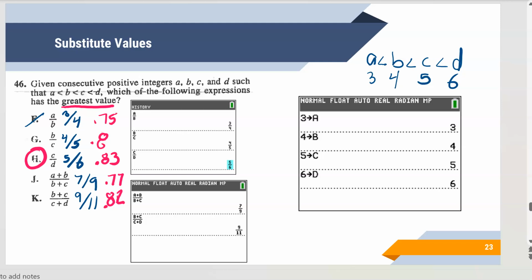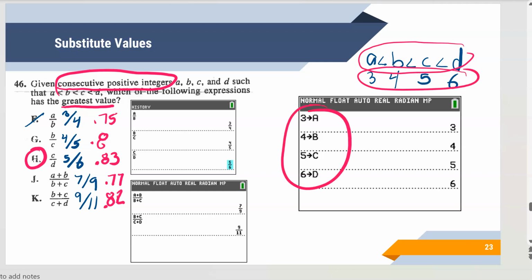Okay, so we were told that A is less than B, less than C, less than D, and they are consecutive positive integers. So these are what I let them equal. I stored them in there. And then I typed all of these values into the calculator. Choice H is the one that gave us the greatest value, 0.83.